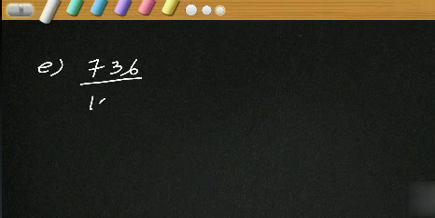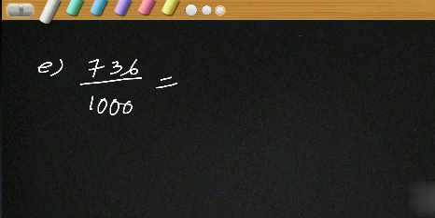Now E. Write down question E. The question is 736 by 1000. So, what would be the answer? How many decimal places should be there in the answer? Yeah, there should be 3 decimal places. Why? In the denominator we have 3 zeros. And we have been given how many digits here? 3 digits are given. So, no problem.